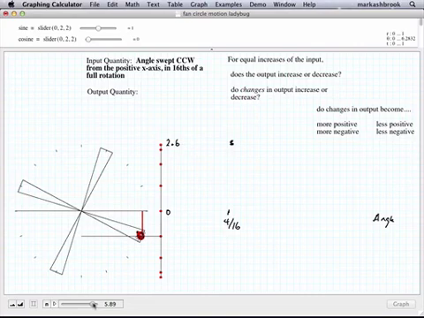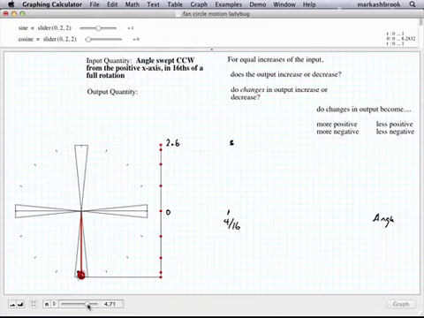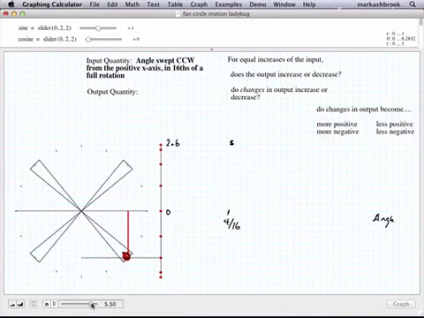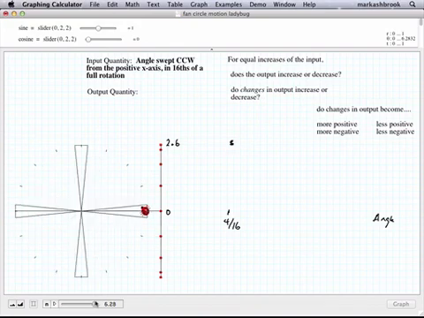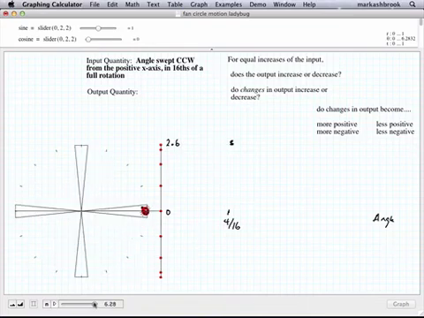Okay, is the vertical distance increasing or decreasing? Vertical distance. It's increasing, right? Vertical distance is increasing. What's the vertical distance start at? Negative 2.6 and ends at 0. So it increases from negative 2.6 to 0.